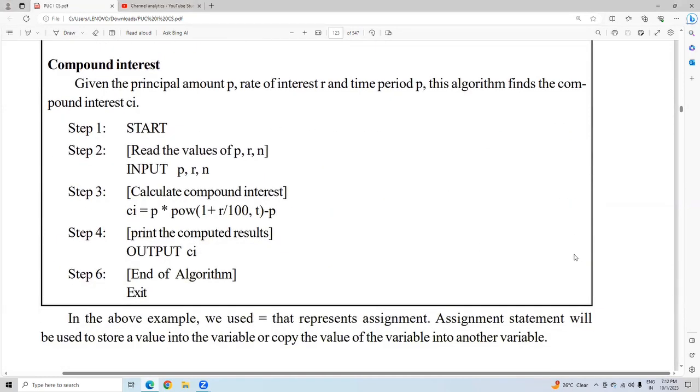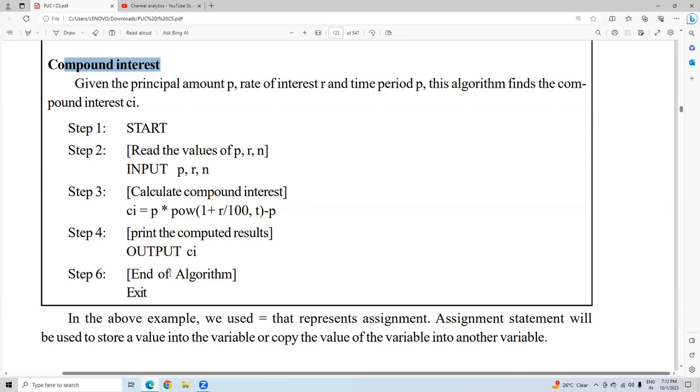See, now there are some sample algorithms given here. With this, you will come to know how an algorithm can be written. First one is for compound interest. So the formula for calculating compound interest is CI equal to P into (1 plus R divided by 100) raised to T, minus P, right? So this is the formula.